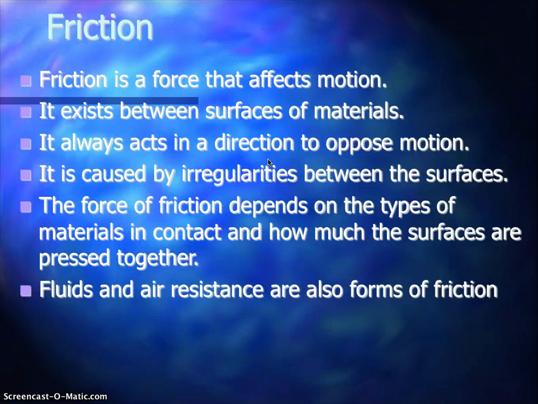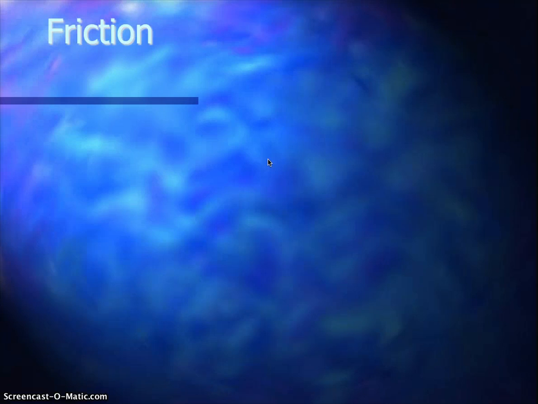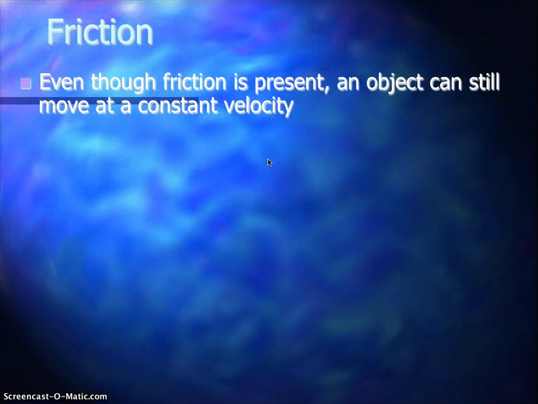So we also have fluid and air resistance, also different forms of friction. Now what we have here is a situation where friction is always going to be present, but an object can still move at a constant velocity, as evident as driving on the freeway with cruise control.